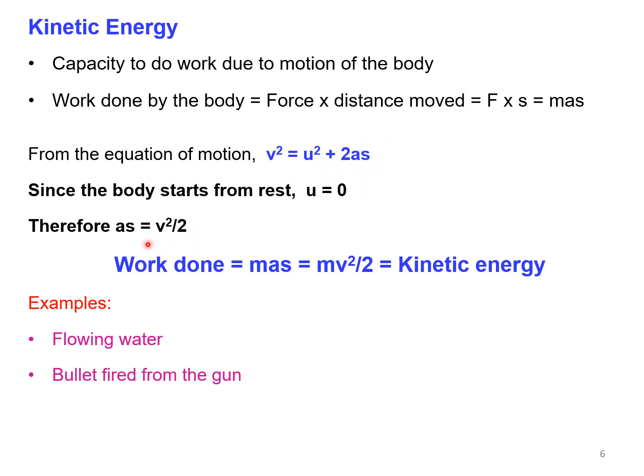When you substitute as is equal to v square by 2 in this equation of work done, we get work done is equal to m into v square by 2. So this is nothing but the kinetic energy. Therefore, the kinetic energy can be calculated from this equation, m v square by 2. Now, the best examples of kinetic energy are flowing water and a bullet which is fired from the gun.